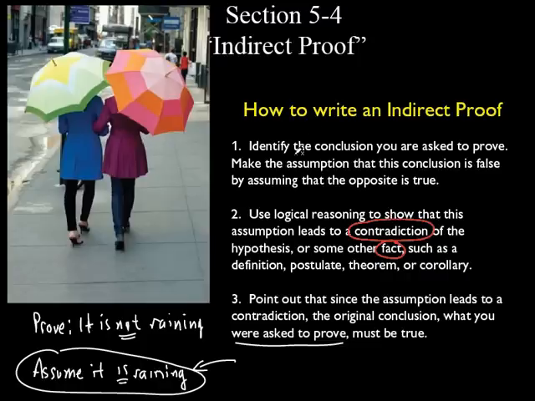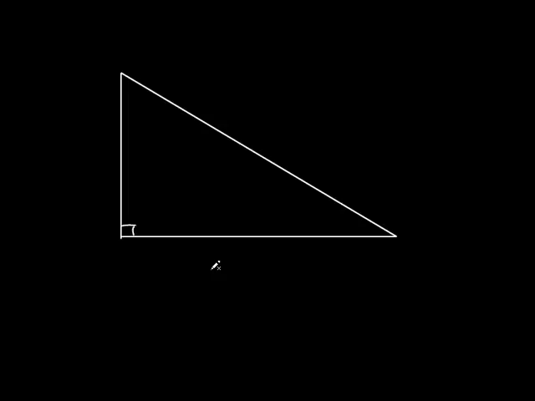So I could go on and on with different examples like that. And that's kind of what indirect proofs really are. Well, let's take a look to see how this relates to geometry. Okay, here's some geometry.